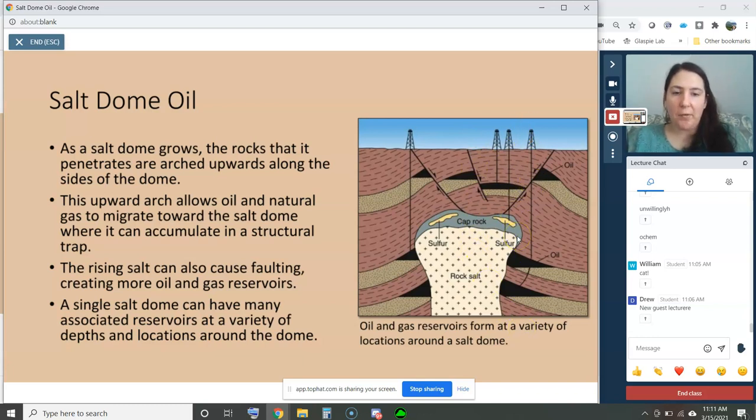So if you were to drill around a salt dome, you could drill around the top and find some reservoirs, and then most notably, you'd be able to drill along the sides of it, and all down the sides, you'd probably find some oil and natural gas reservoirs. So a great location for drilling.